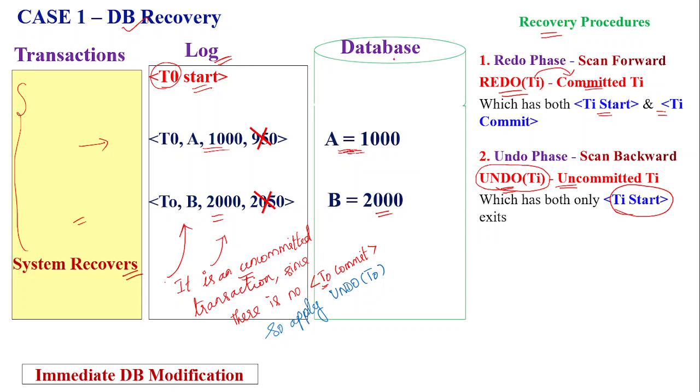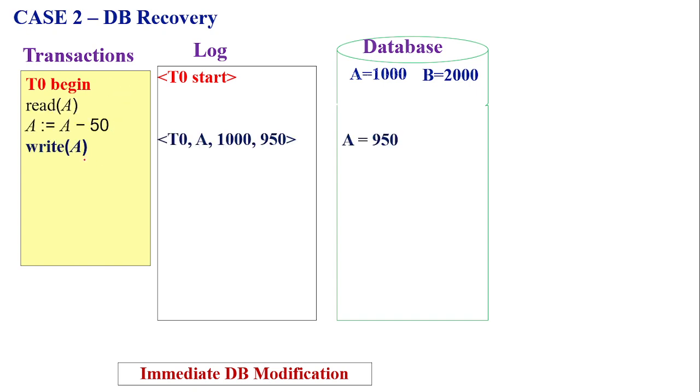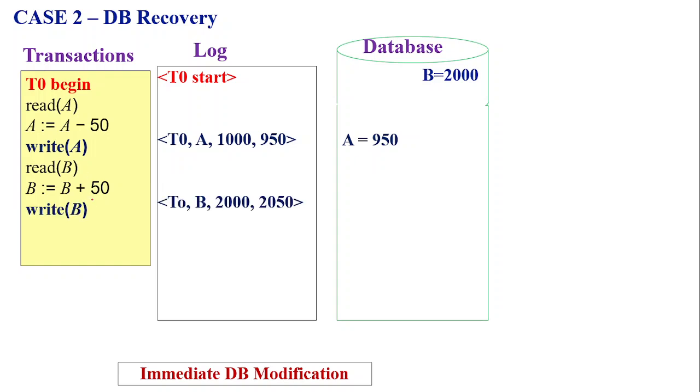That's why, to ensure the consistency of the database when the system recovers from the failure, this undo operation is applied and the consistency of the database is ensured. As well, no partial update of a transaction is reflected into the database. In this way, the immediate database modification technique ensures the consistency as well as atomicity of the database. Let's take one more case where system failure occurs after the successful execution of T0.